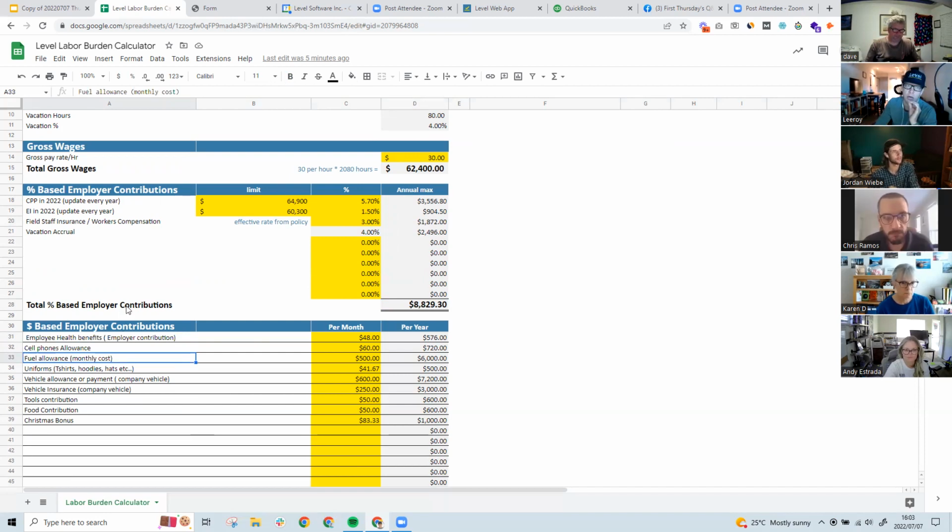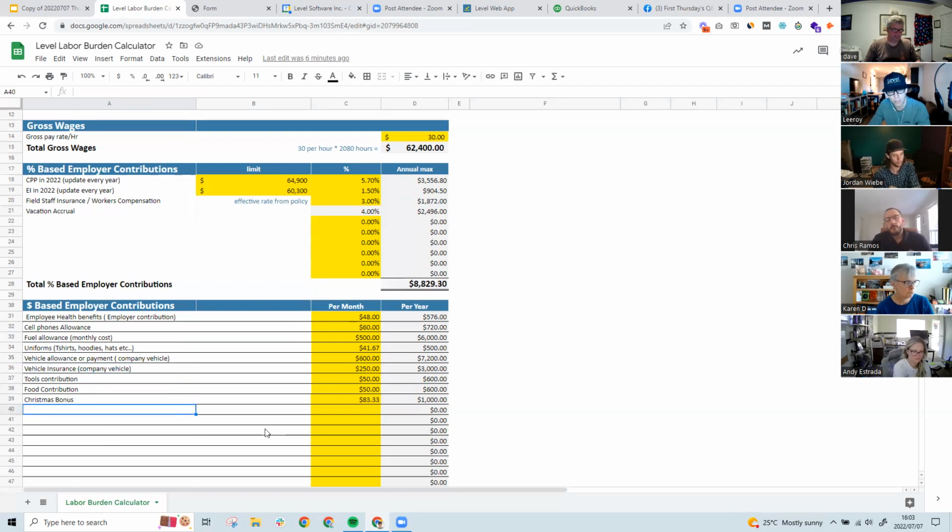Employee deductions are already accounted for as part of gross wages. Those employee deductions get deducted from their gross wages. So that is a whole separate thing that should be ignored in this document. We're strictly looking at what the company is contributing to, not what the employee is contributing to. Now, Christmas bonus, if you give them a food allowance, any tools, vehicles, you could add a couple of other examples here.